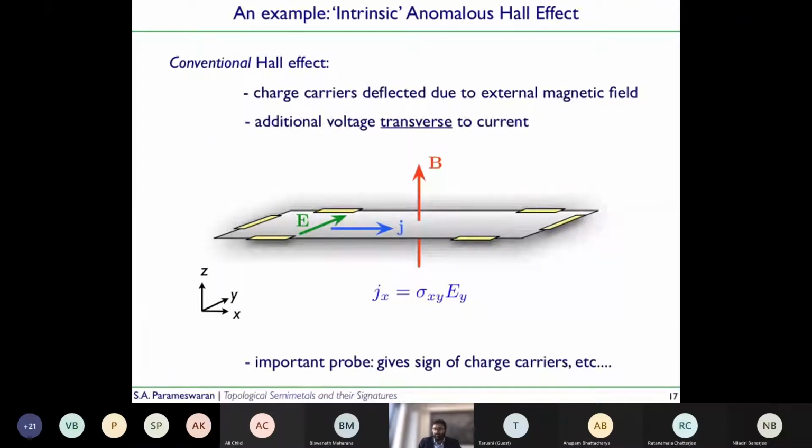So just to give you an example of where this can play a role, a rather famous example is the conventional Hall effect, in which charge carriers are deflected due to an external magnetic field, and thus generates an additional voltage transverse to the current. And we know there's an important probe. It gives you the sign of the charge carriers and so on. And this can be understood from the semi-classical perspective without any Berry phase terms.